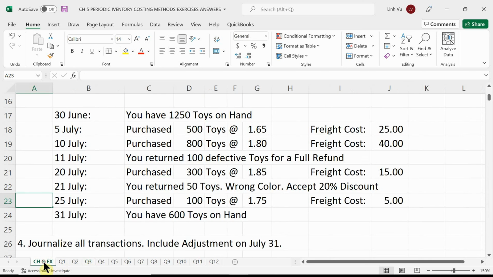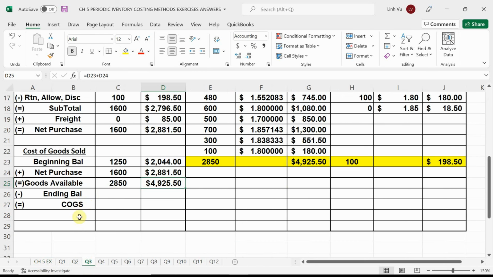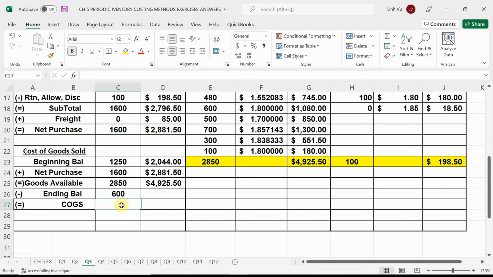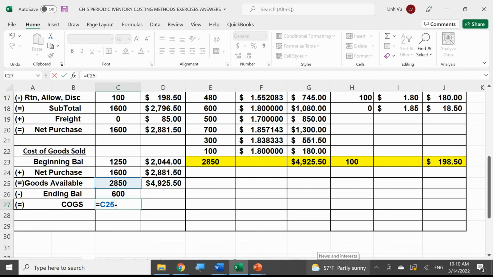Now, ending balance. Let's see what we have. So, at the end of the month of July 31st, I have a total of 600 units left on hand. Okay? So, therefore, I need to solve for the total number of items that I sold. Right? Because in this case, I had an available 2,850 toys, and now I only have 600 left. So, how many items did I sell? 2,250. We sold 2,250. Okay.